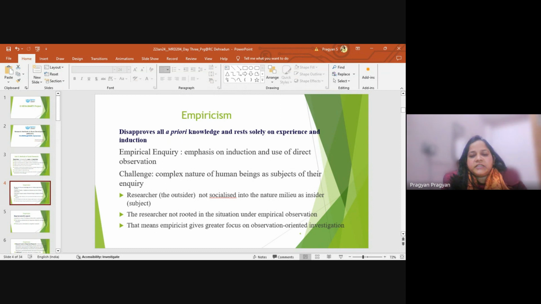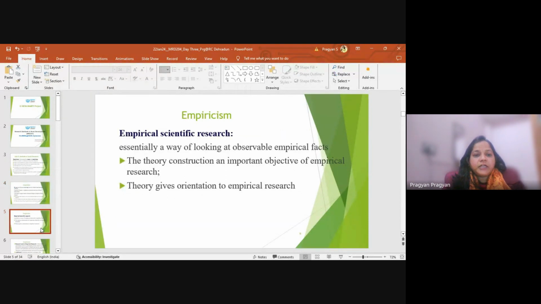So overall, in one sentence, if you want to understand the philosophical formation of that knowledge, which is part of that particular subject, because it is inside of that subject, a researcher cannot observe it just by superficial observation. It is a complicated process. That is why the phenomenological perspective holds that if the researcher is not rooted in the situation, despite being there, the researcher will not be able to understand that particular process. That means the empiricist gives greater focus to observation-oriented investigation, and so you are not able to understand the meaningful part of that process.